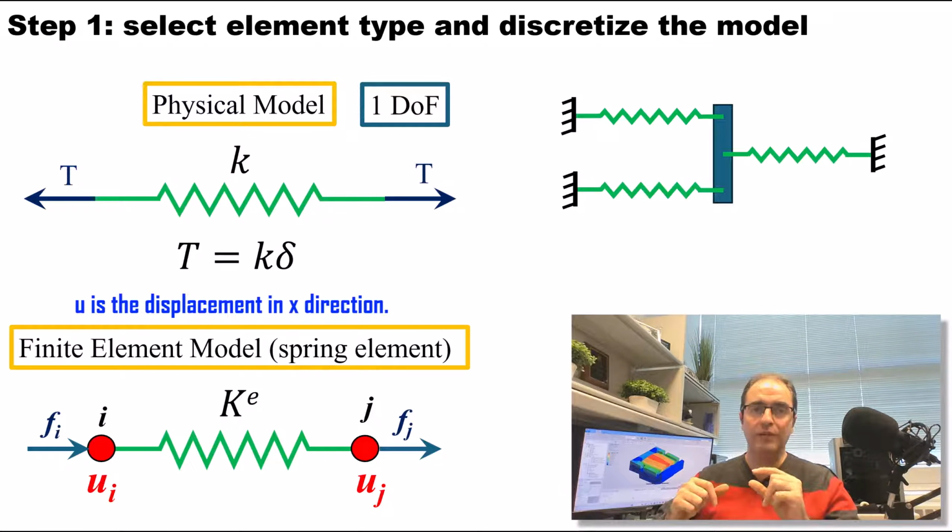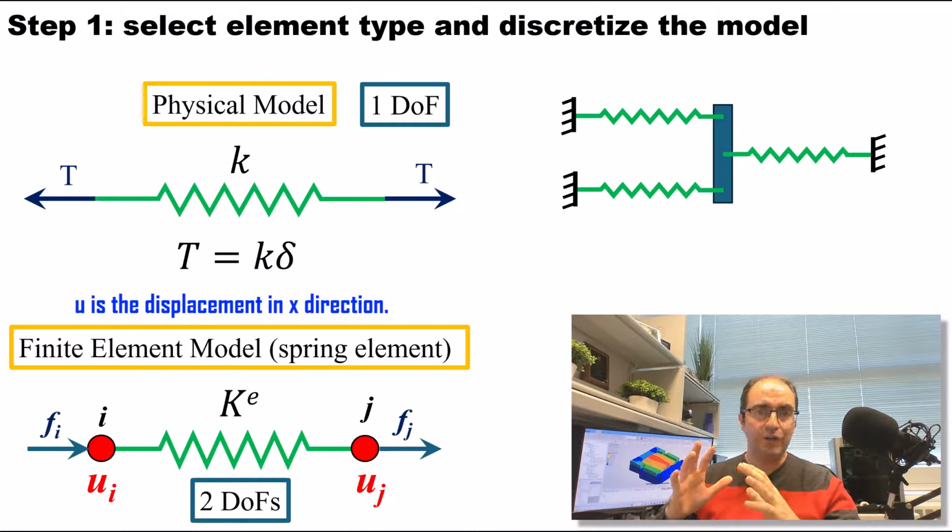Very important fact about this element is that it has 2 degrees of freedom, so not 1 degree of freedom. This is a big difference between the physical model and the finite element model. In the finite element model, each node has its own degree of freedom. You can actually move them independent from each other. So because of that, this element by itself has 2 degrees of freedom. Ui and uj is not x, y, or z. It is ui and uj.